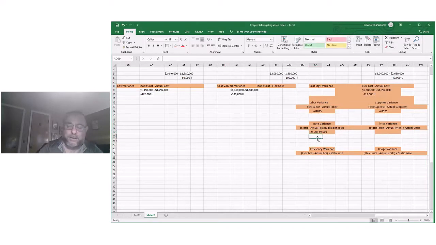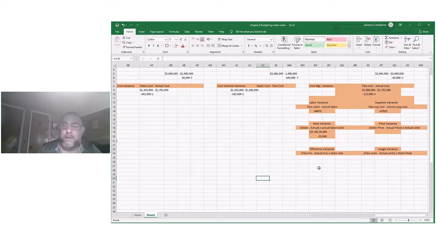That gives me a rate variance of negative 59,900. So of this negative 64,000, 59.9 of it has to do with rate variance. So that $25 to $26 an hour made a huge difference, or per visit, excuse me.